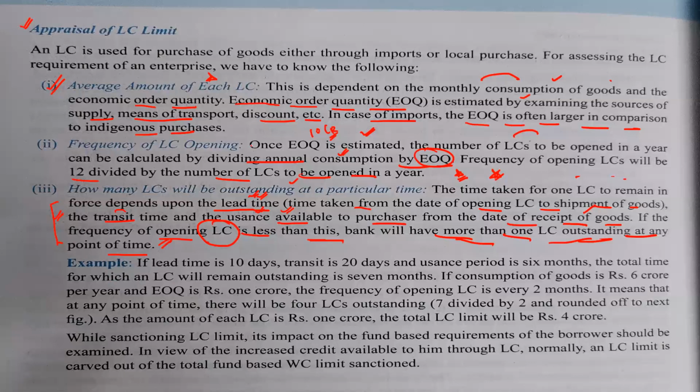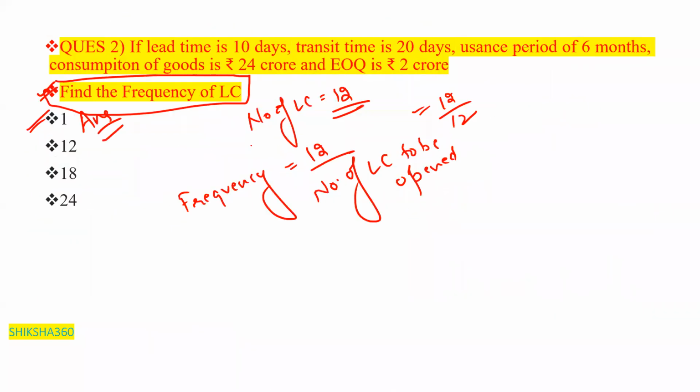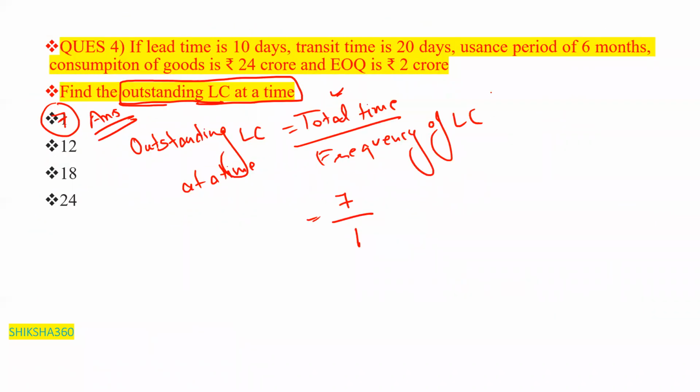Clear? So how many LCs are outstanding at a particular time? This is to be calculated as total time upon frequency of LC.